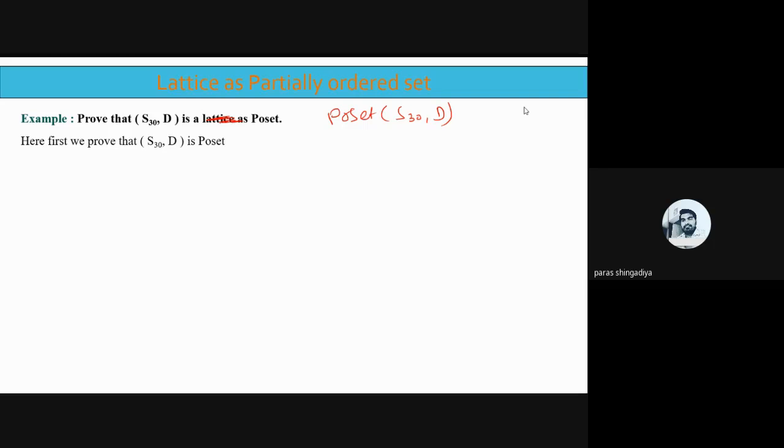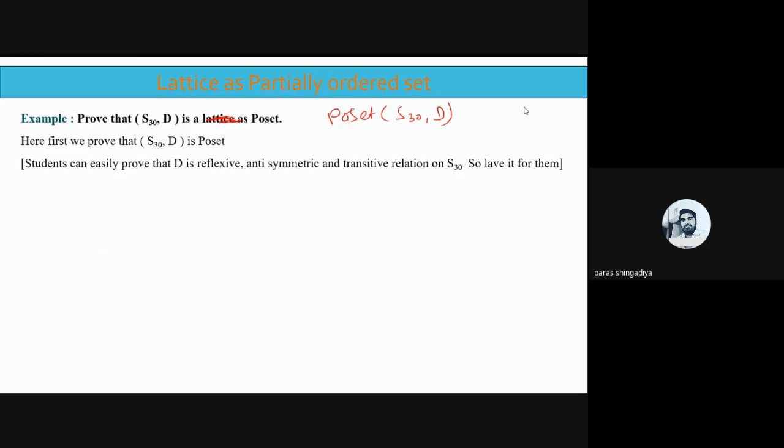ठीक है, आपको सिर्फ दो ही कंडीशन चेक करनी है, GLB और LUB, बट यहाँ पे पोसेट नहीं लिखा है। ठीक है, ओनली गिवन दैट S30, D is a lattice is a poset or not. तो पहले आपको पार्शली ऑर्डर सेट प्रूव करना है। ठीक है, इन सच टाइप ऑफ क्वेश्चन। तो फर्स्ट प्रूव द पोसेट मीन्स we can easily prove it.